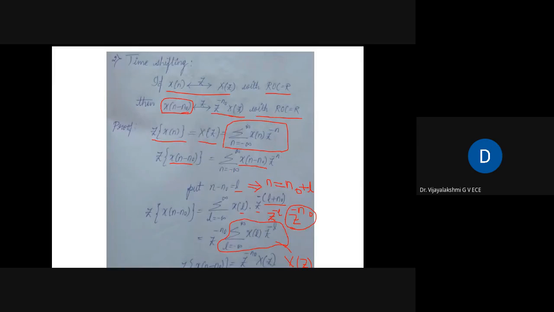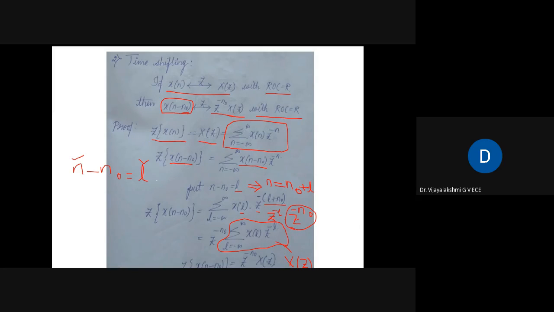See here, n is varying from minus infinity to plus infinity, right? So what I do, I have x of n minus n naught into z power minus n. Now what I'll do is, I'll substitute n minus n naught is equal to L. Fine. Now the earlier index was n. Now the new index I am taking is L.